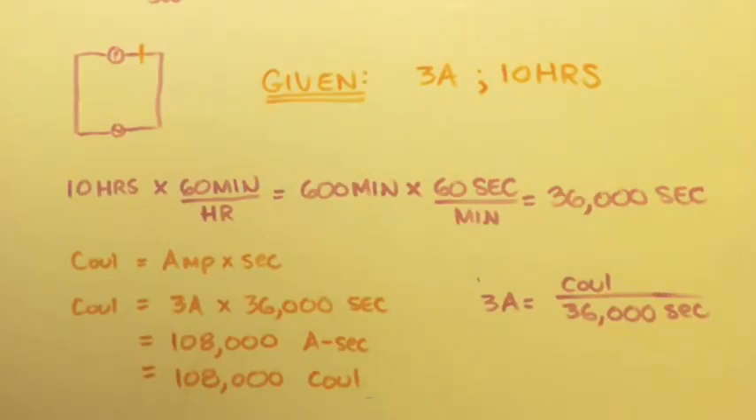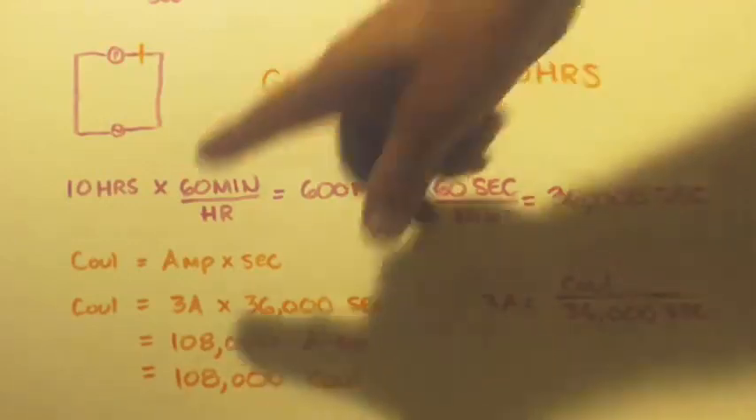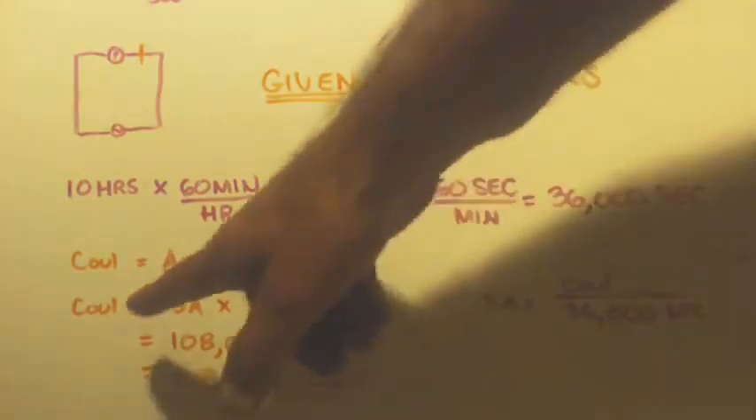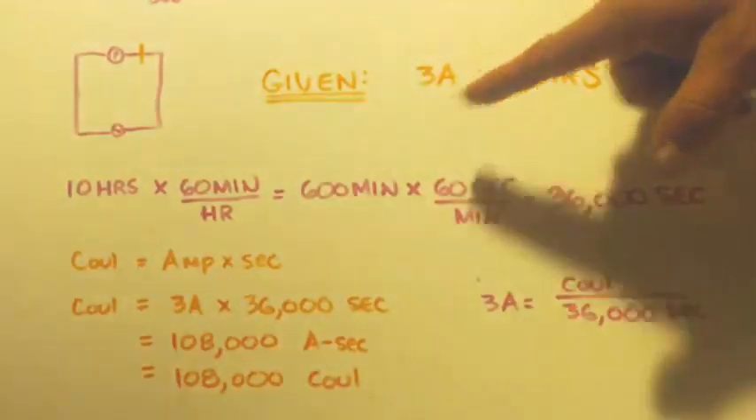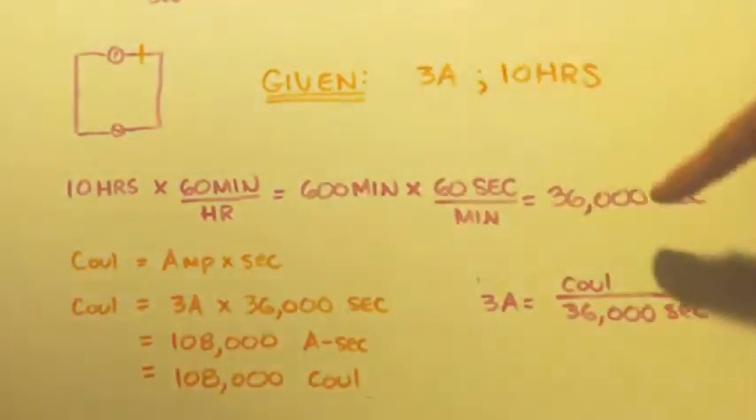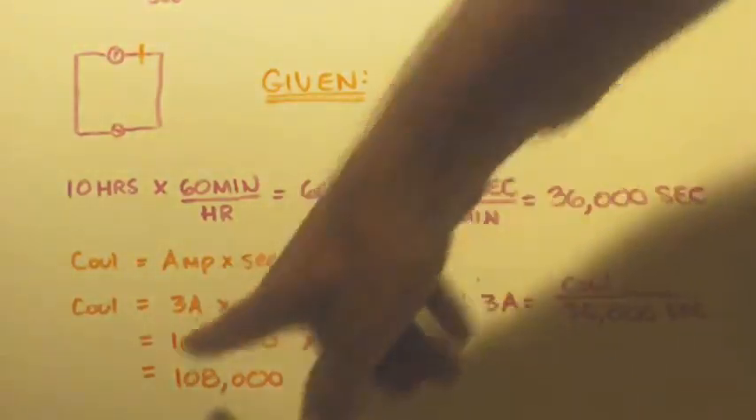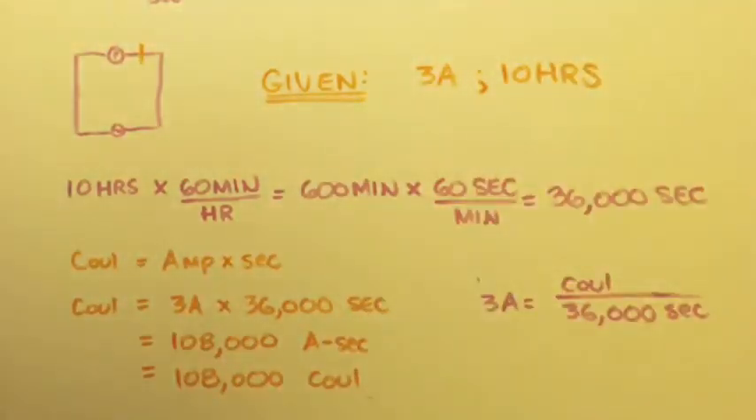Now, we need to know how many coulombs. We have the time, 36,000 seconds. Now we need to know the energy, or the charge, that we're going to be sending. A coulomb is an amp second, remember? So a coulomb equals 3 amps, since we are given 3 amps, times our seconds, 36,000 seconds. We just multiply those two things, and we get 108,000 amp seconds.